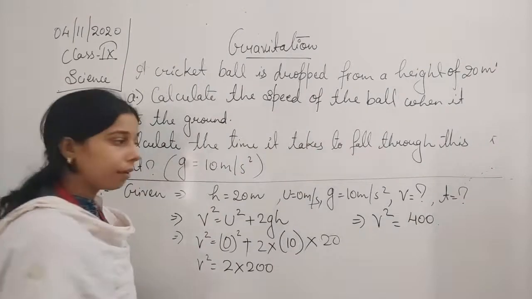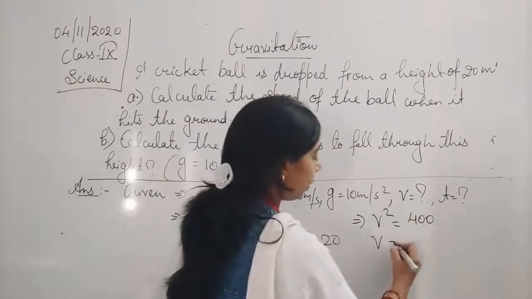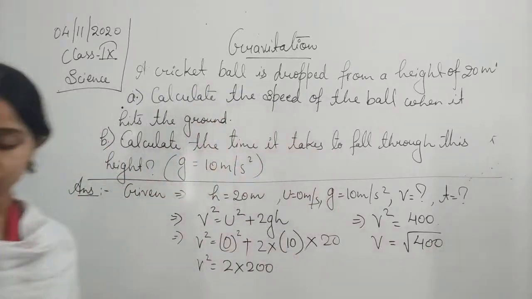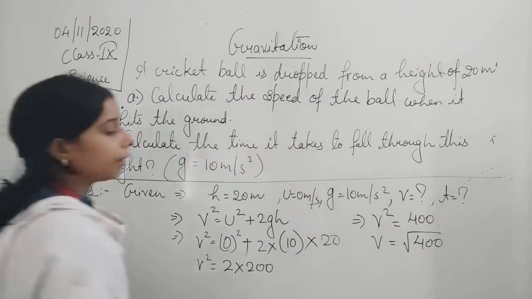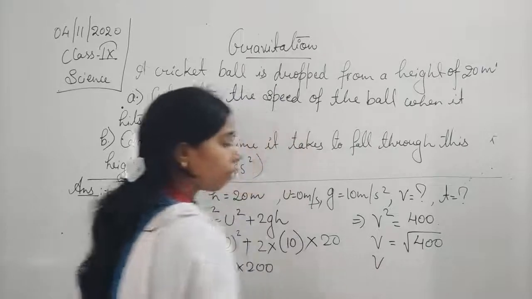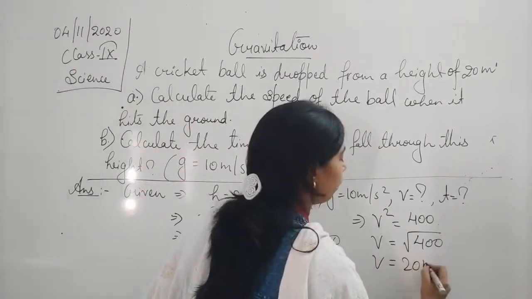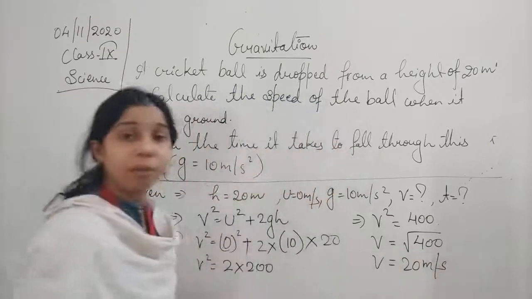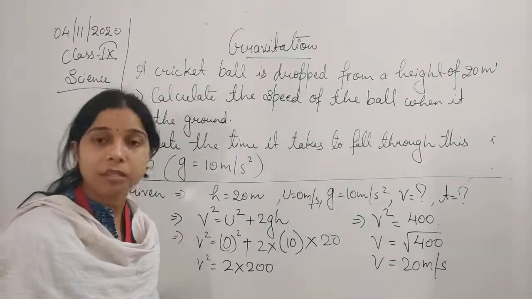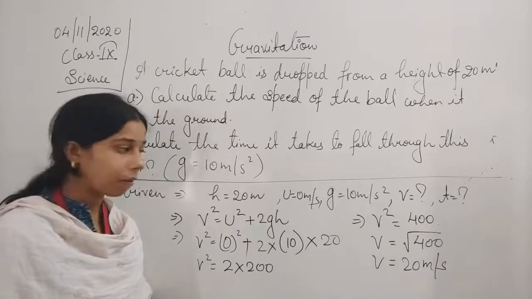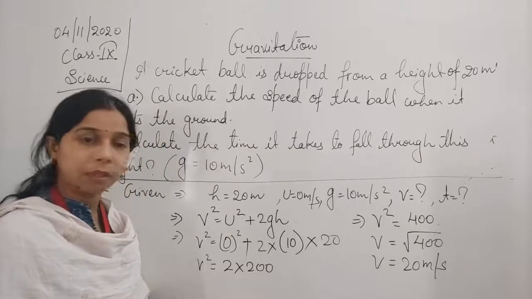Okay, it will be 400. Now when you apply v is equal to the square root of 400, you know that the square root of 400 is equal to 20, so it will be 20 meter per second, because you know that 20 squared is equal to 400.